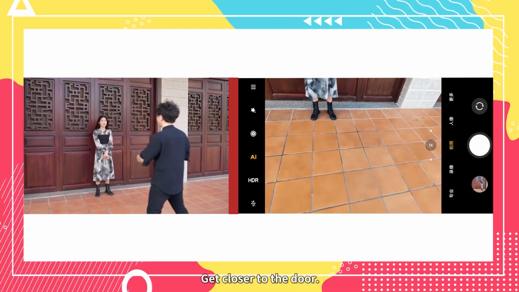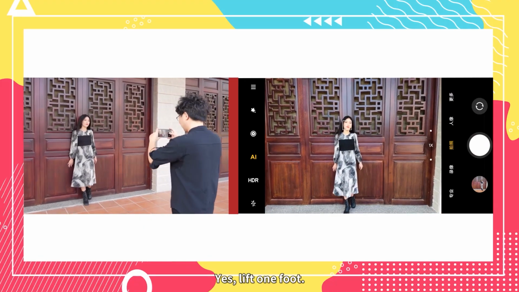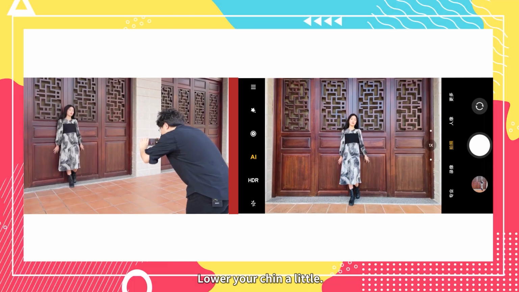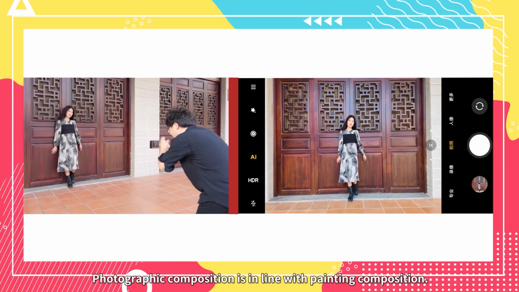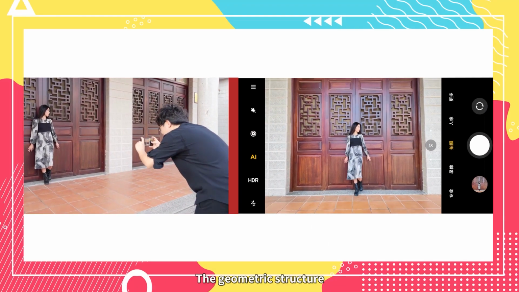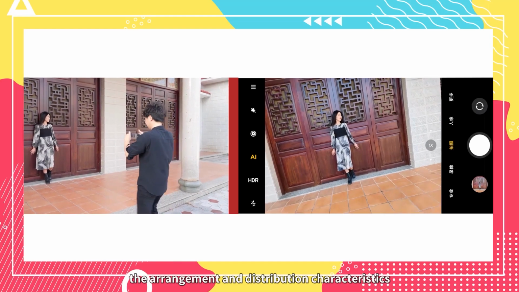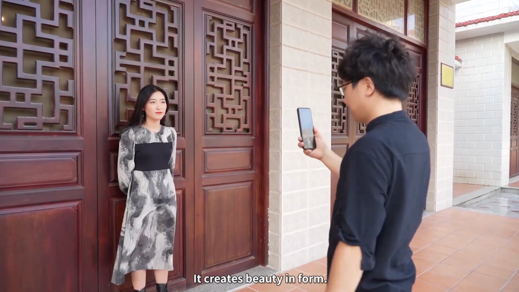Okay, good. Get closer to the door. All right. Yes, lift 1 foot. Lower your chin a little. Lower. Smile. Smile. Okay, photographic composition is in line with painting composition. The geometric structure of the picture reflects the arrangement and distribution characteristics of elements in it. It creates beauty in form.